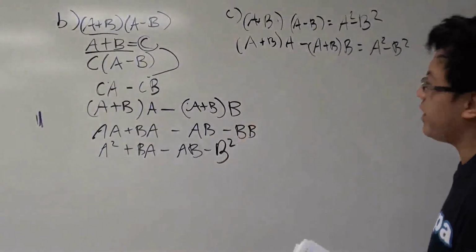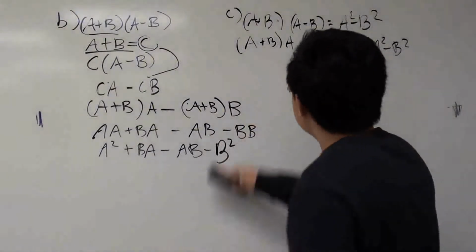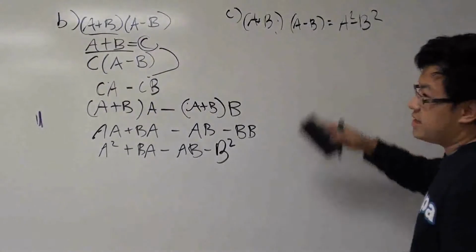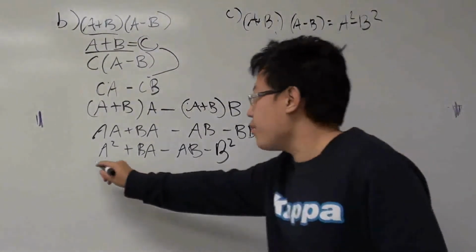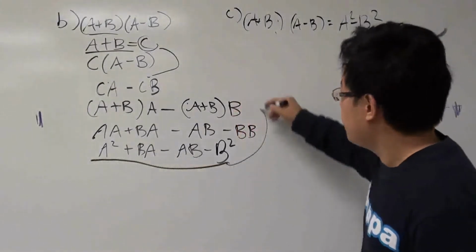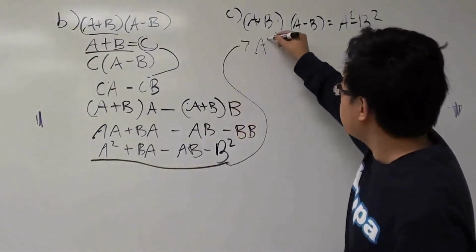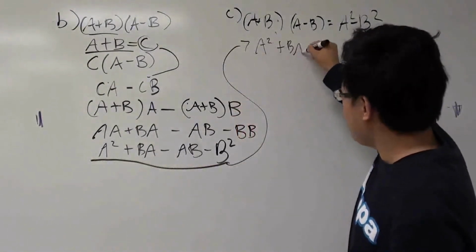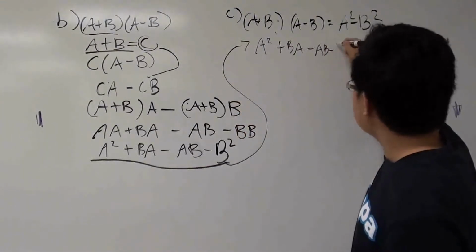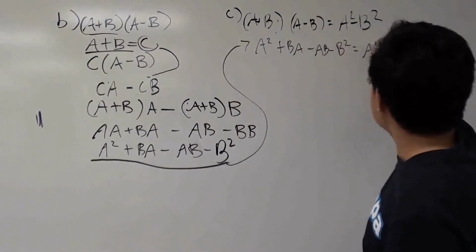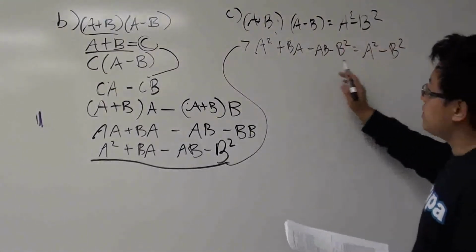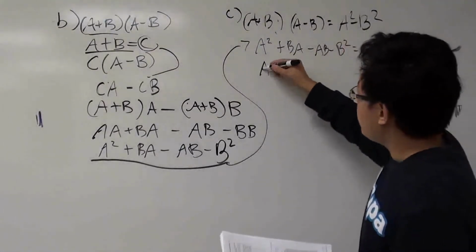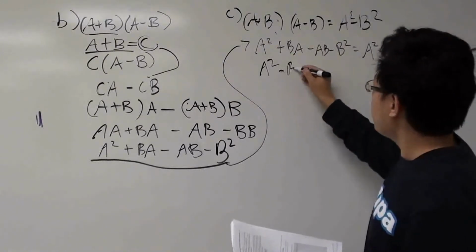Okay, so this is where it comes in. I was going to do that in C, but you could do it in B too; it doesn't matter. I want this for C, and I'll tell you why. A squared plus BA minus AB minus B squared equals A squared minus B squared. Here's an interesting thing: A squared right here, B squared right there.